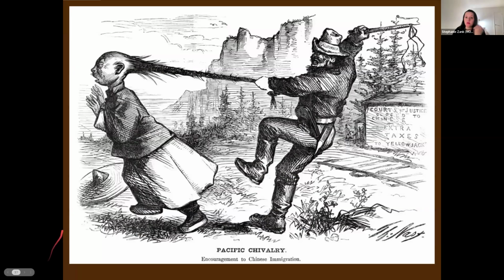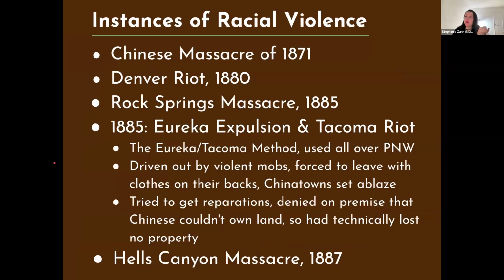So this image, Pacific Chivalry, this is a cartoon that's going out. There's many things going on here, but it is showing you violence against Chinese immigrants, and that is happening in real life. So one major early one is the Chinese Massacre of 1871 in Los Angeles. There's a Denver riot. There's a massacre of miners in Rock Springs. Tacoma, multiple places. We'll talk a little bit right now about these first two, and then we'll talk a little bit more about Tacoma after we go ahead with some of the history here.